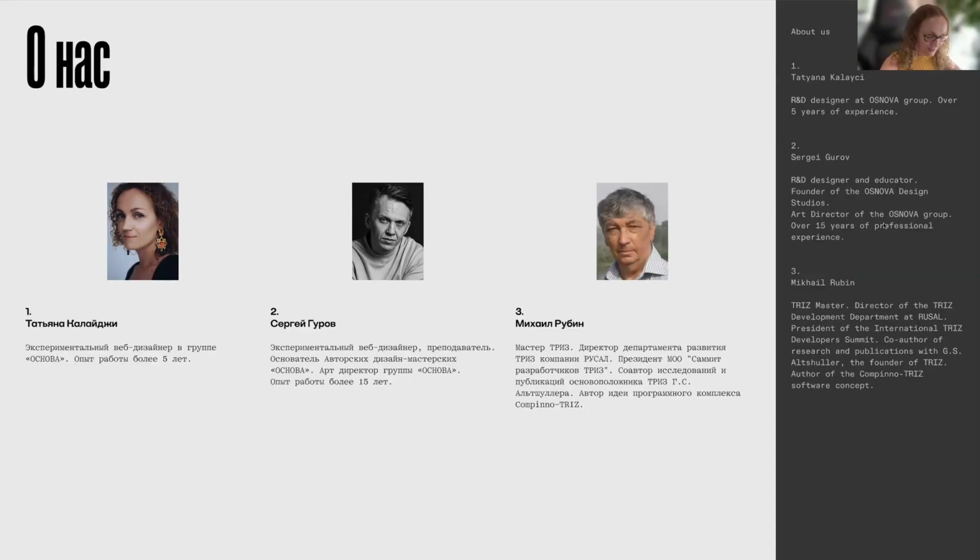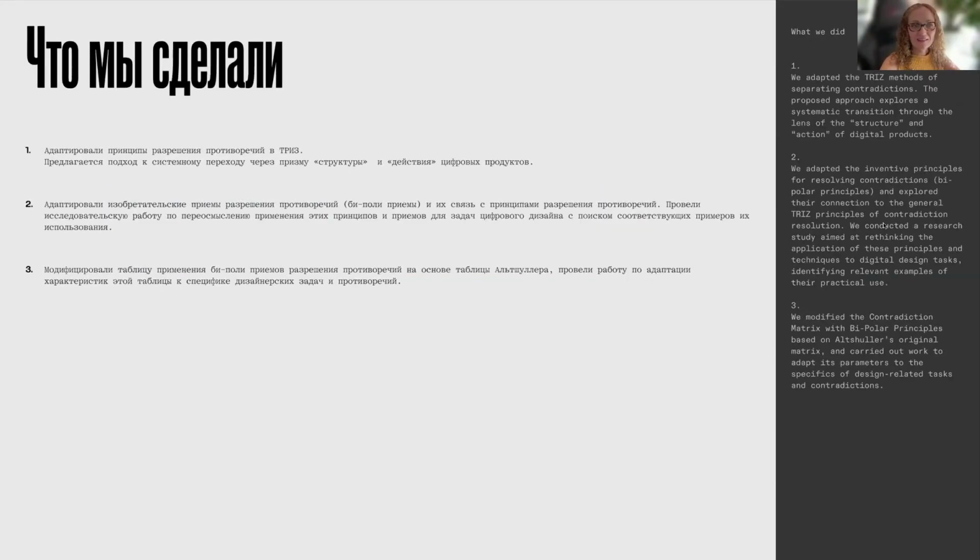And I found Mikhail Rubin, who helped us to clarify this issue, and we try to apply trees in the design sphere. So what we have done. At first we tried to use main trees tools in digital design, and we adapted trees for contradiction resolutions, how it was prepared for the business sphere. Here we are talking about access to the systemic transfer through the prism of structure and action. So it was proper for digital products.